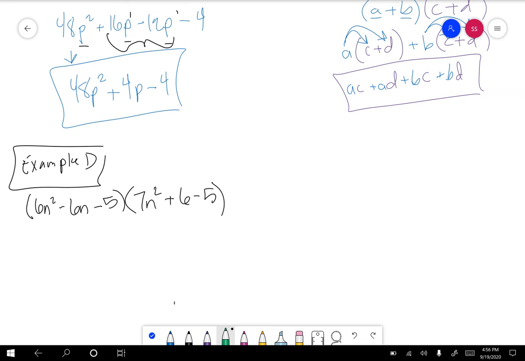Same method we did before. You're going to take each term in the first polynomial and multiply it by the second polynomial. So 6n squared, and we're going to multiply it by that whole entire thing so we don't mess up and skip something. Then we're going to have negative 6n, or minus 6n, multiplied by the whole second expression.